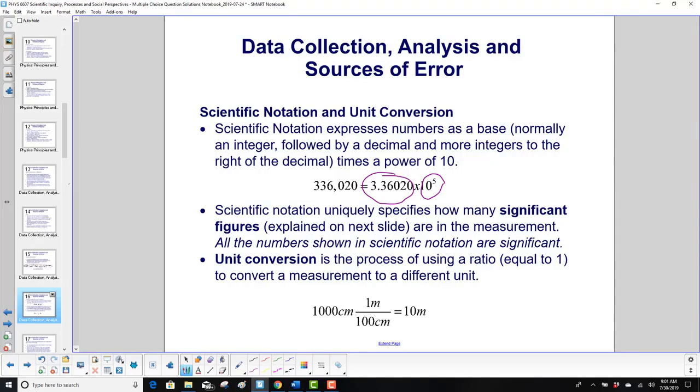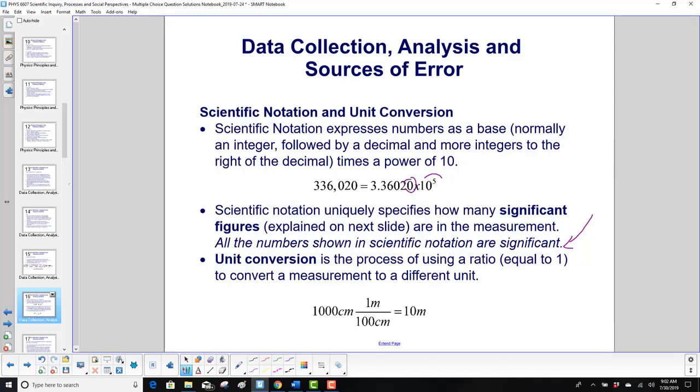One of the advantages of scientific notation is it uniquely specifies how many significant figures, which we'll do on the next slide, are in the measurement. All the numbers shown in scientific notation are significant. So in our example up here, the amount of significant figures is 6. This is a significant figure here because the person thought enough to write it there.